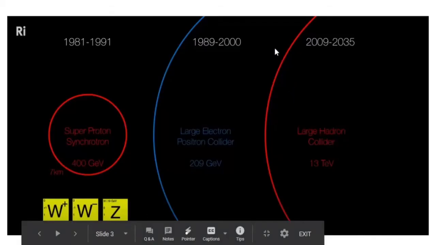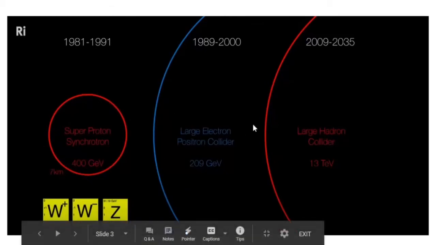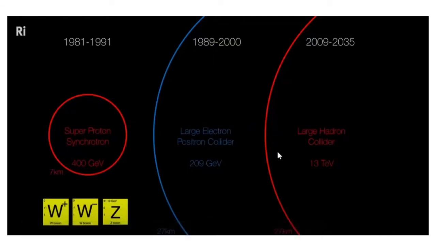So this is just a picture for comparison. This is the Super Proton Synchrotron. This is the LEP, and the Large Hadron Collider was actually built in the same tunnel that was dug for the LEP. But it was modified so that it is used to accelerate protons.